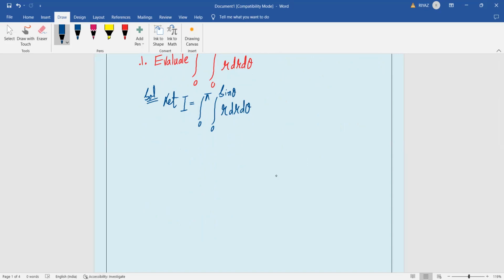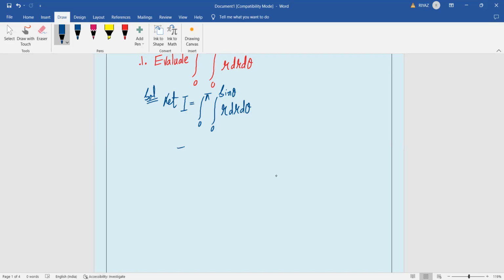The limits 0 to pi, 0 to pi by 2, 0 to pi by 4 are all limits of theta, in terms of theta. The limits of x should not be in terms of x, and y limits should not be in terms of y. It means the theta limit should not be in terms of theta, and the r limit should not be in terms of r. The r limit should be in terms of theta, and the theta limit should be in terms of r.